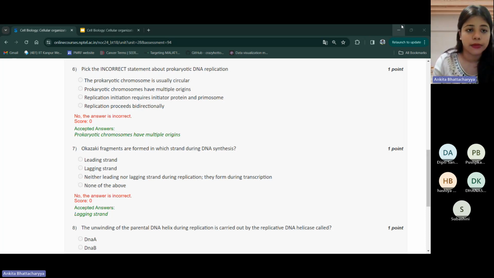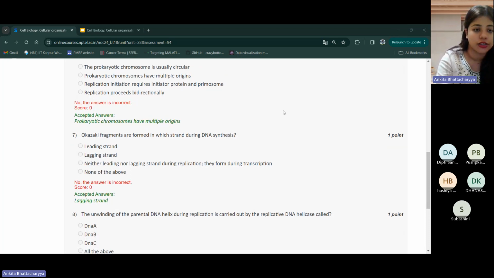The other statements are that replication initiation requires initiator protein and primosome. That is true. The initiator and the primosome are required because of the way in which polymerase functions, like we just discussed. And replication proceeds bidirectionally. That is also true. If you remember, we had looked at the theta model: from one place the origin starts, and then eventually the circle starts looking like the Greek symbol theta. So option 2 is the answer for this, because it is the incorrect statement for prokaryotic DNA replication.